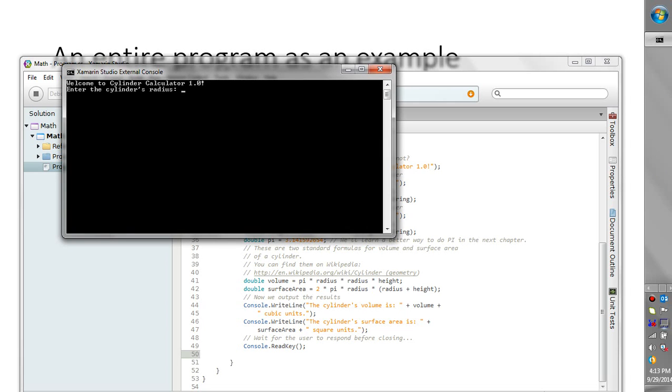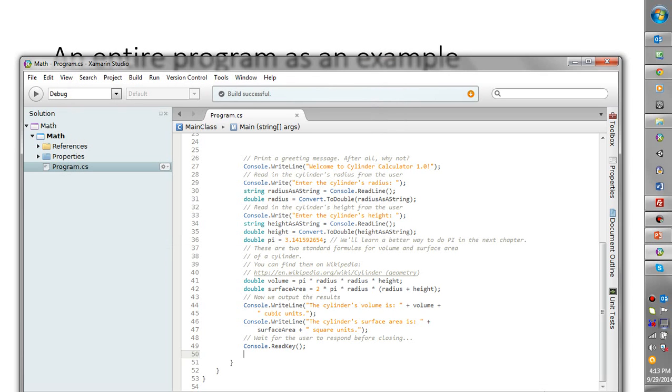Okay, so we're going to say the cylinder's radius is 5.2. Cylinder's height is 10.2. And it computes that the cylinder's volume is 866.476, etc. cubic units, and the surface area is 503.157 square units. So how does that work?